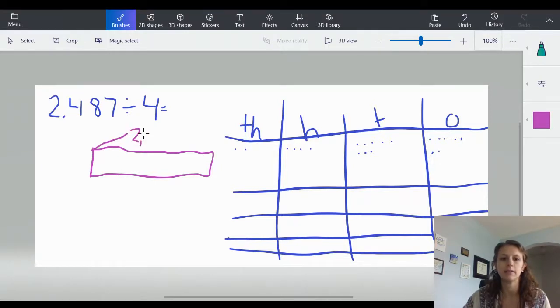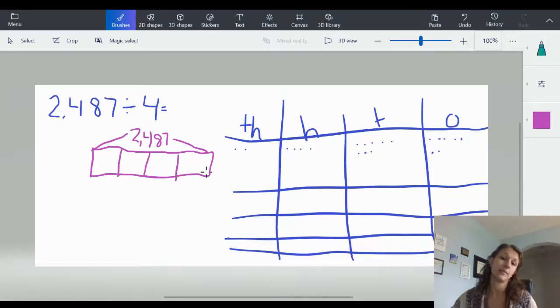So remember, this is my total in my division. I start with my total, 2,487, and I'm separating that total into equal parts. In this case, we are separating into four equal parts. So I need to make sure I have the same value in each of these to create that 2,487.